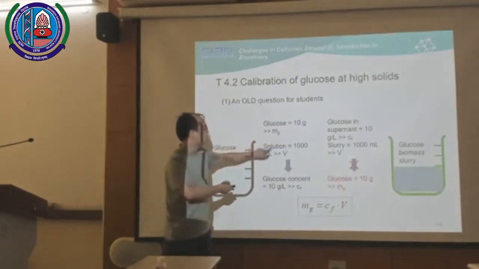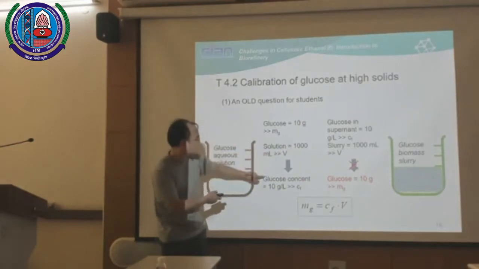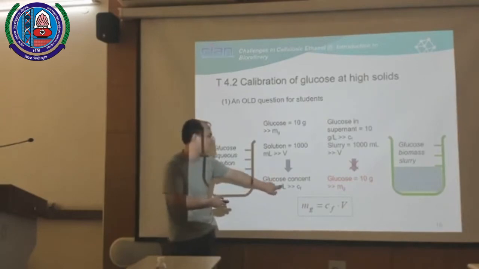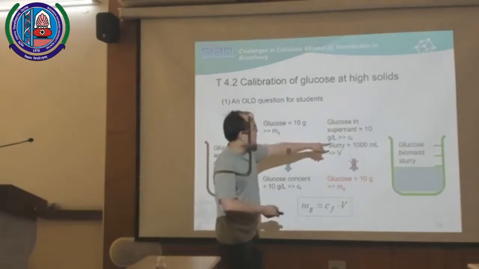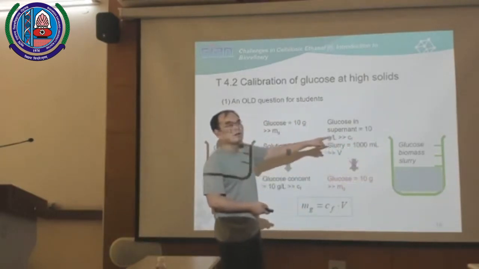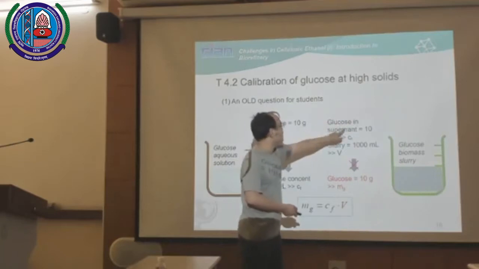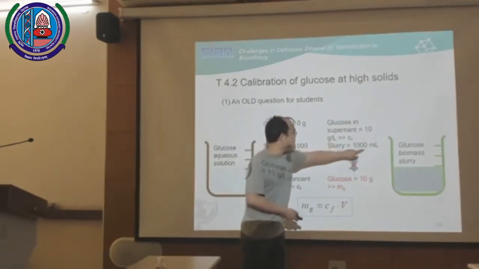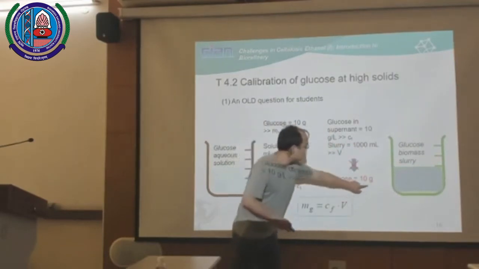and the total volume of solution is 1,000 milliliters, that's the content of glucose. It's very easy. We can easily get 10 grams per liter. But if we have a biomass slurry mixed with glucose, and the glucose in the supplement is 10 grams per liter, and the slurry total volume is 1,000 milliliters, can we get the glucose total mass?